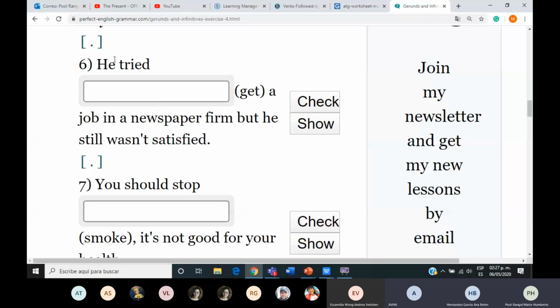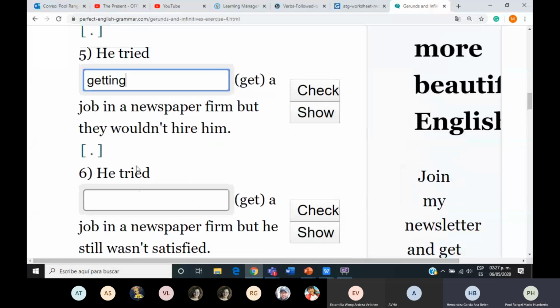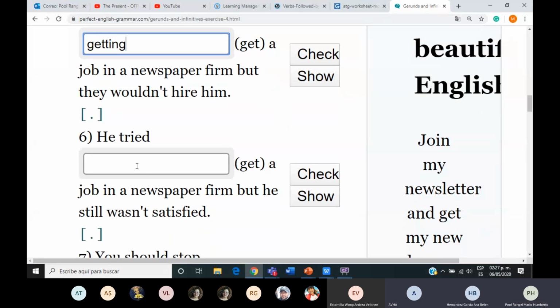Otra vez con try. He tried get a job. Okay. Pensé que era la misma. Dice, he tried get a job in a newspaper firm, but he still wasn't satisfied. Try a job. To get. Okay. Entonces, por ahí alguien dijo to get.